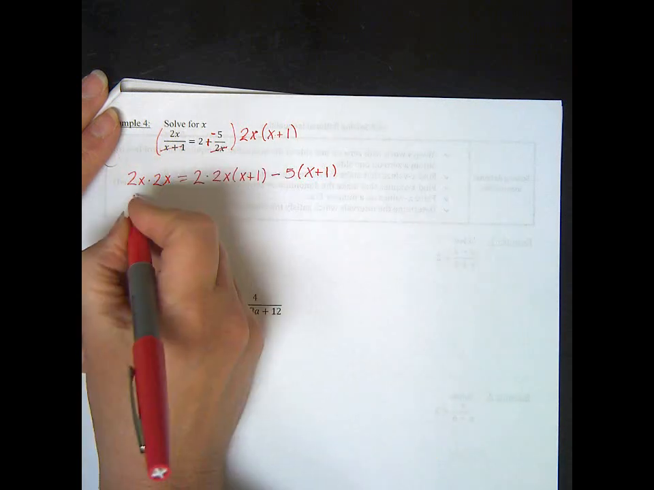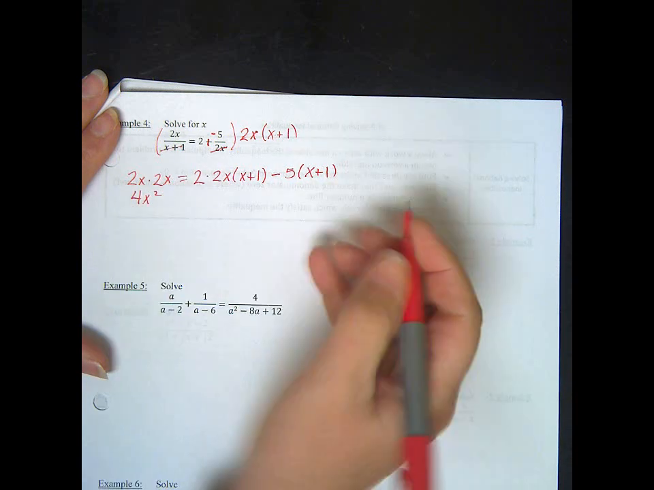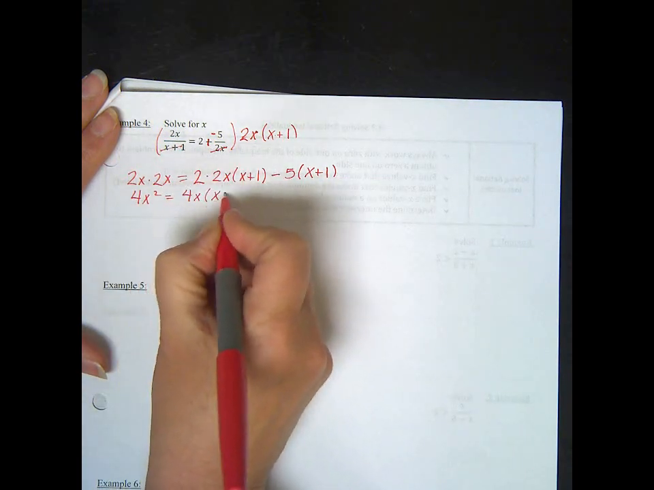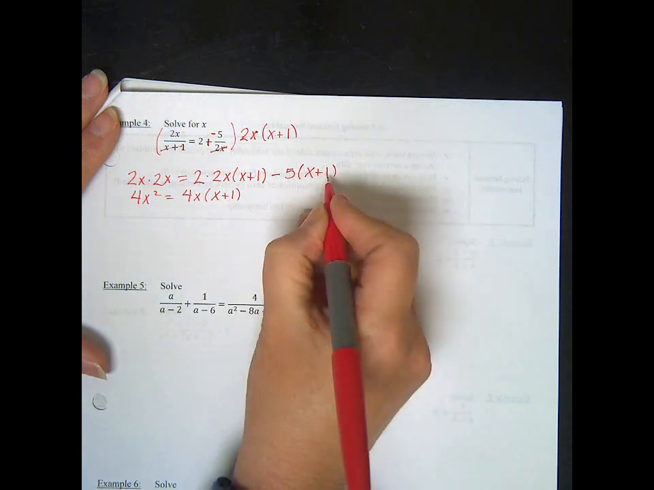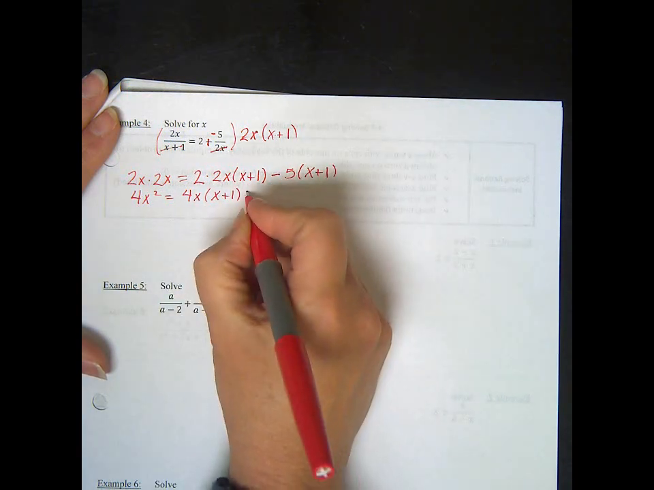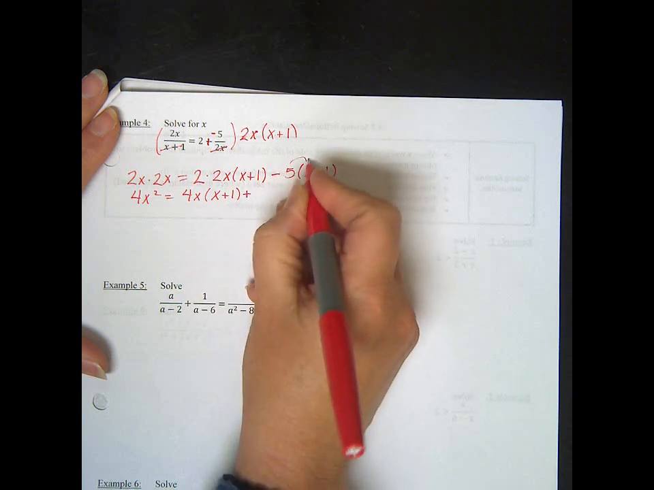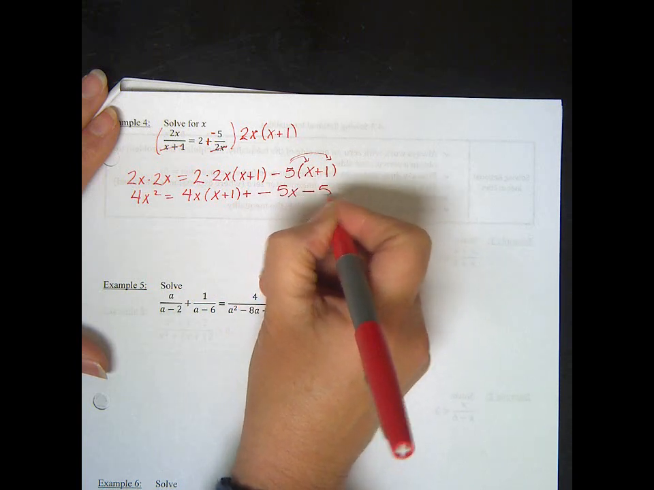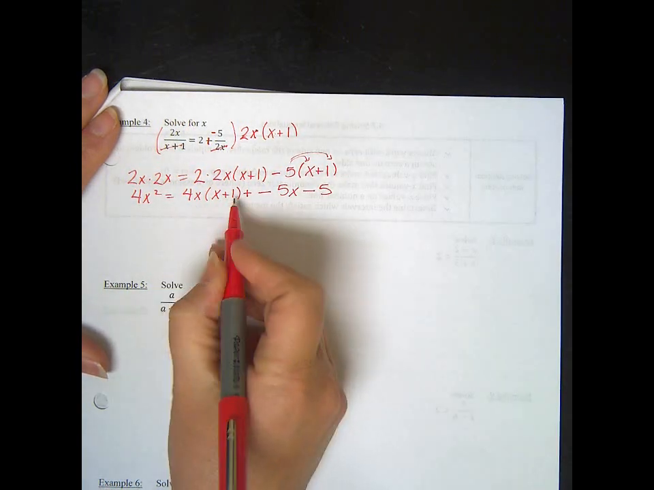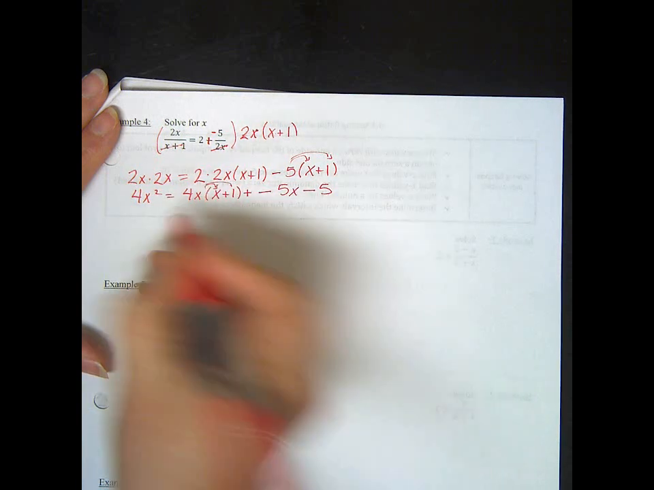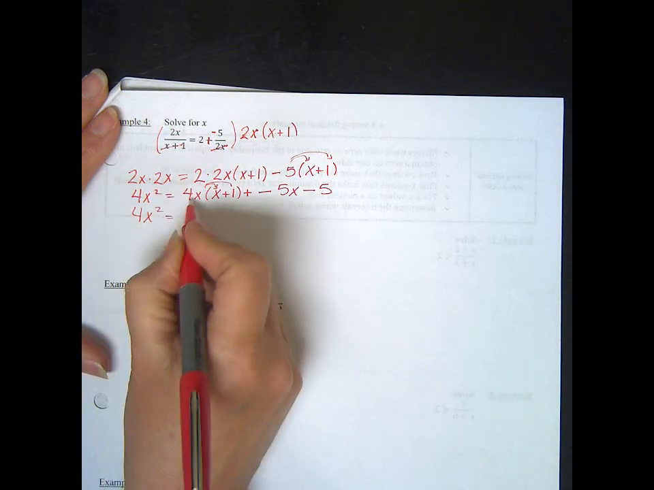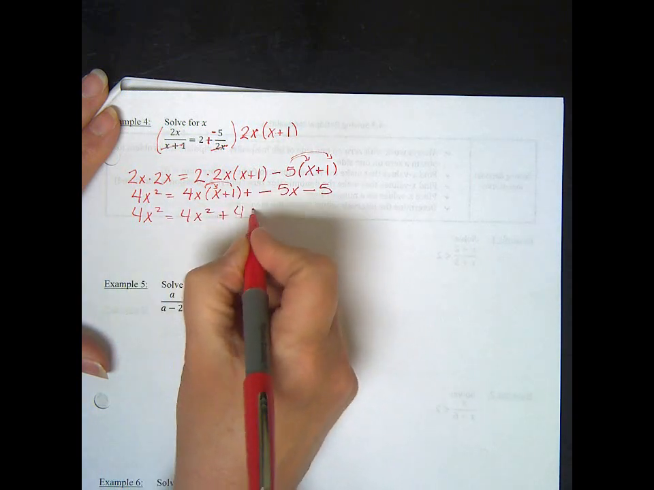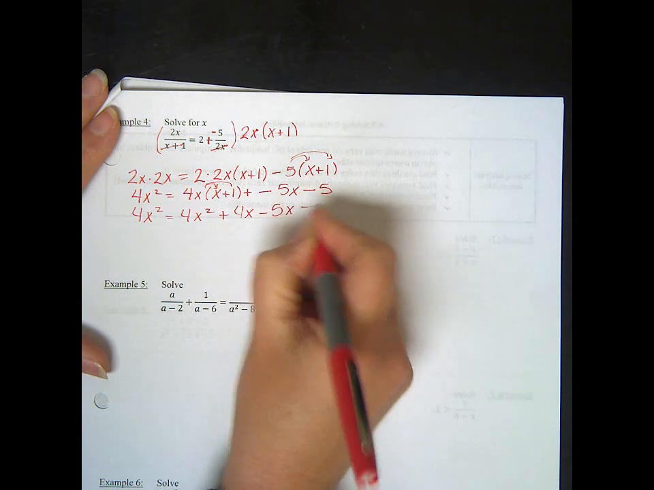2x and 2x is multiplication, so that's 4x squared. Here we have 4x times x plus 1. We're going to have to distribute on that and distribute on this one. So I'm going to just put a plus there, distribute my negative 5, and we have negative 5x minus 5. Still got to distribute here into the parentheses. So 4x squared equals 4x squared. 4x times 1 is 4x, and then we still have this minus 5x minus 5.